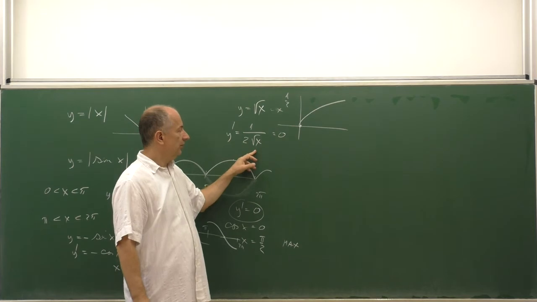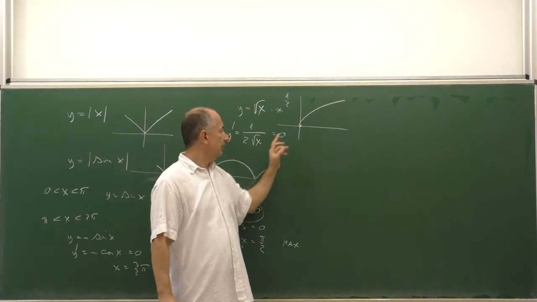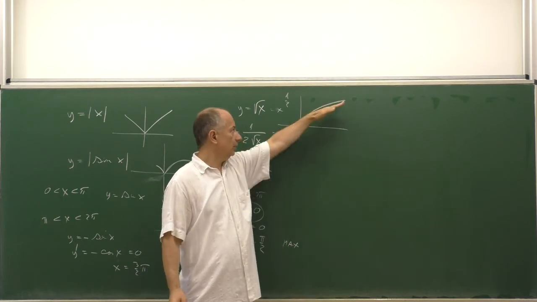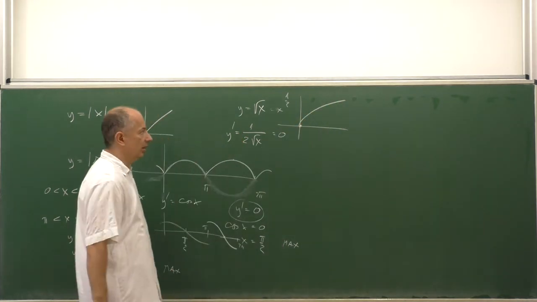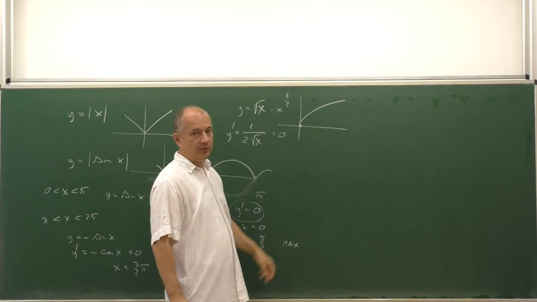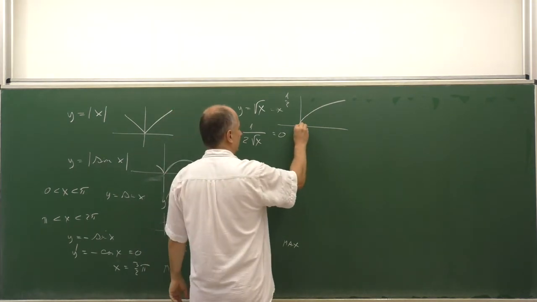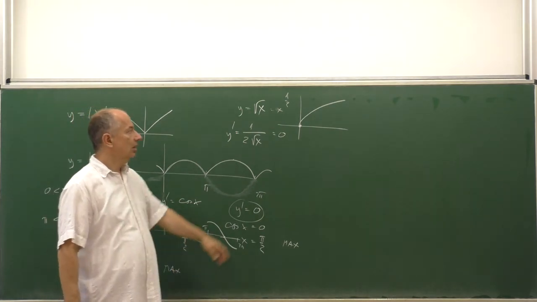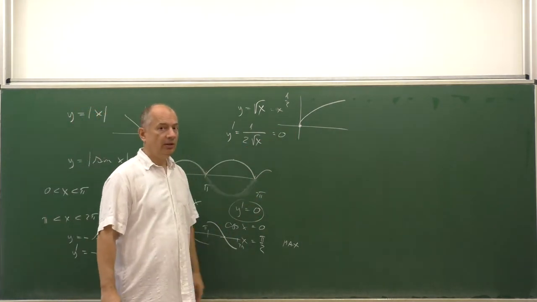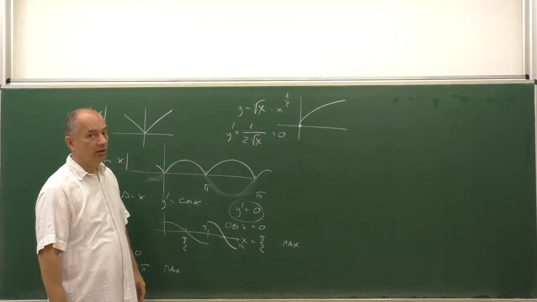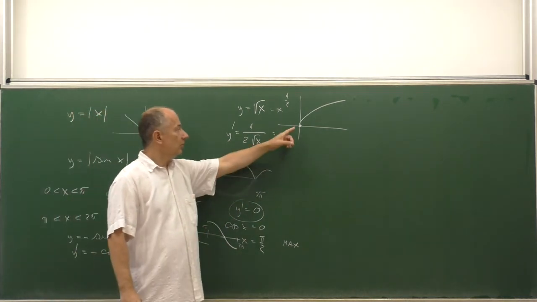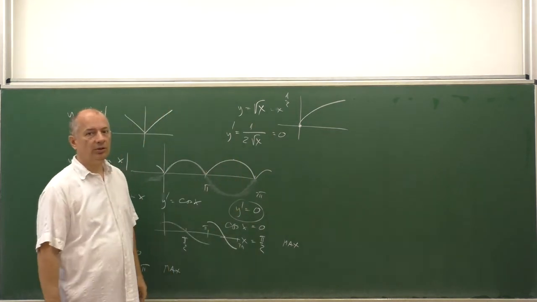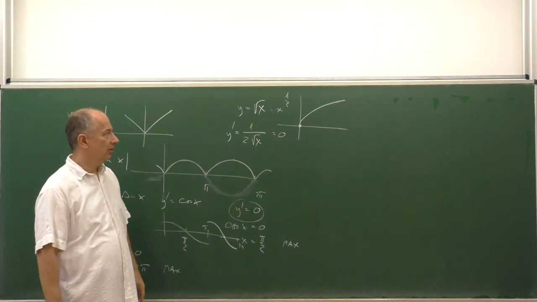For all positive x, this derivative is positive and the function is increasing. Well, it goes up. No minima, no maxima for positive x. But you can see that at the end of the domain of definition, namely at 0, we still have a minimum, even a global minimum. So points at the end of the domain of definition must be also considered as possible candidates for extrema.